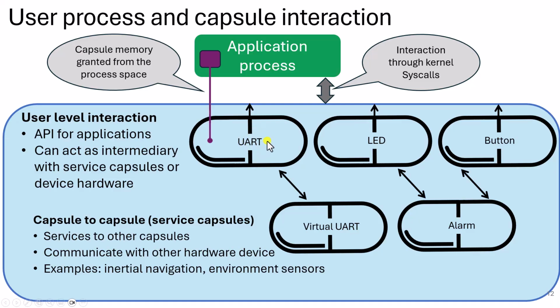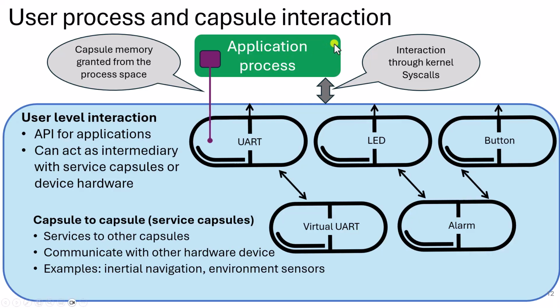For example, with the UART, often you'll need a buffer for serial communications to store data that's to be transmitted or to store data that the device is receiving before the process can handle it. Tock has a clever way of dealing with that, and that is that the memory used by the capsule is granted from the process space, where the process has the best sense of how much memory it's going to need.